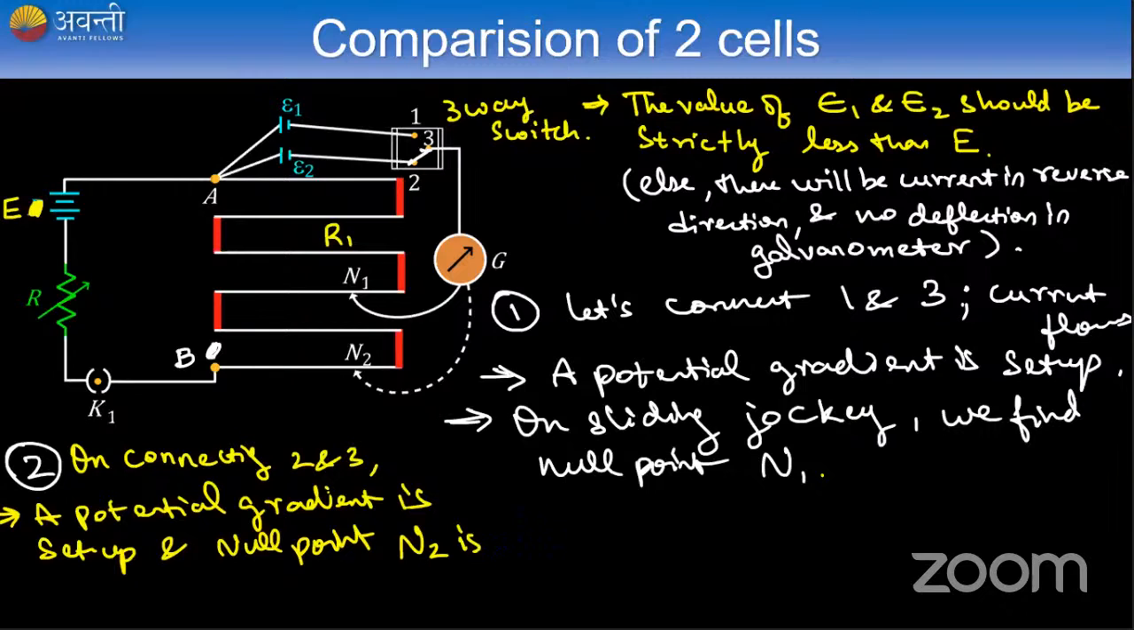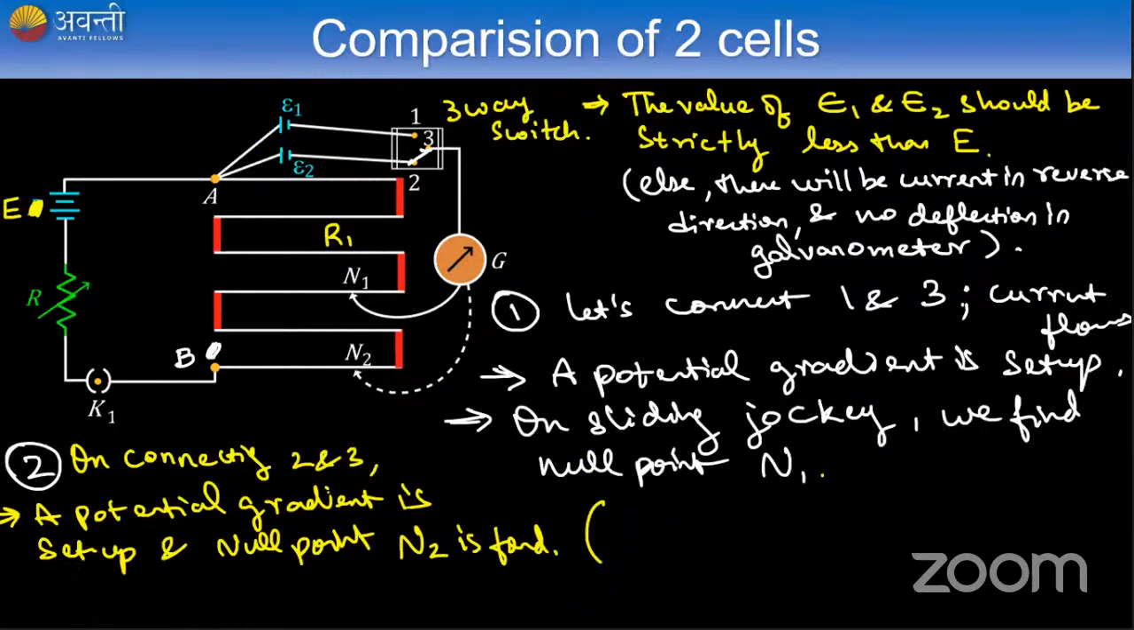Yes, fine. So now what are we going to do, guys? We found the null point N1 and we found the null point N2. Now I want to find the potential gradient. At the null point, the EMF of the external battery and the EMF of the test cell will be equal.